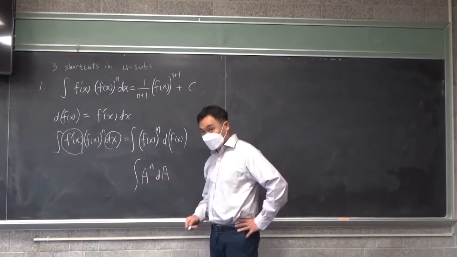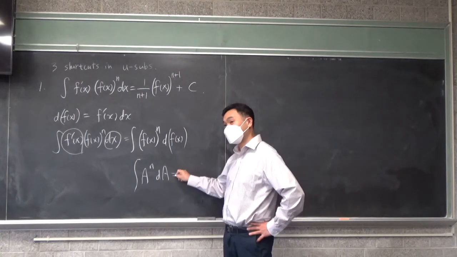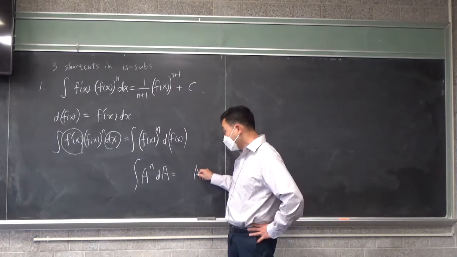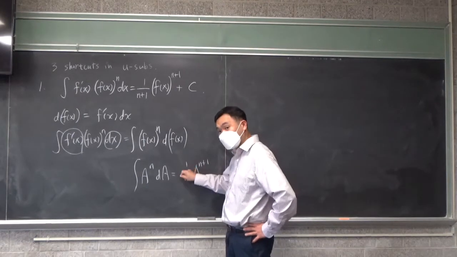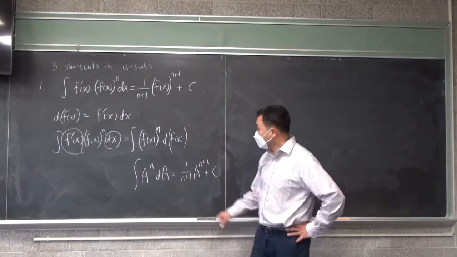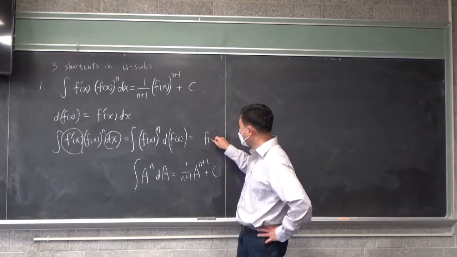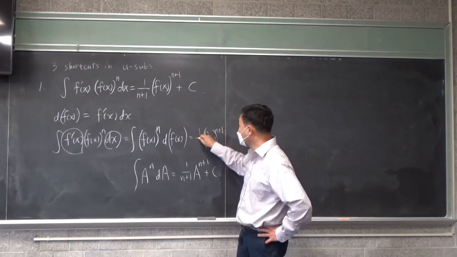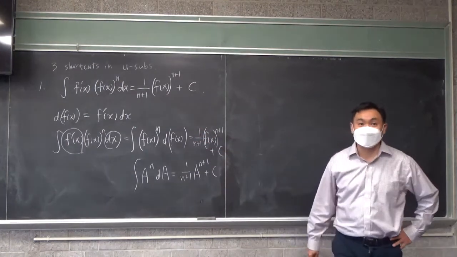How do you do the antiderivative? It's just the power rule, right? What's the power rule? Add 1 to the exponent, put the reciprocal in front. That's the power rule. Okay? And therefore, what does it mean here? It means exactly f of x to the n plus 1. You add 1 to the exponent and put the reciprocal in front. That's why it works.